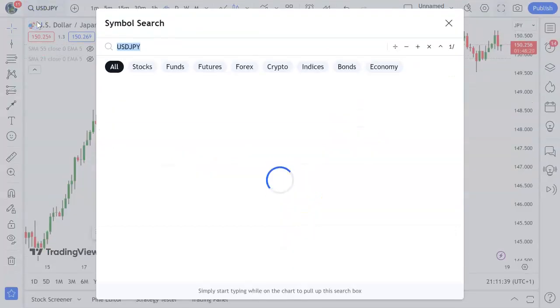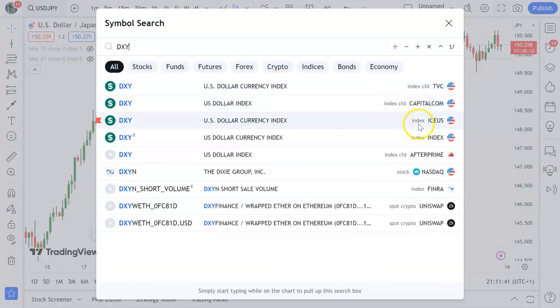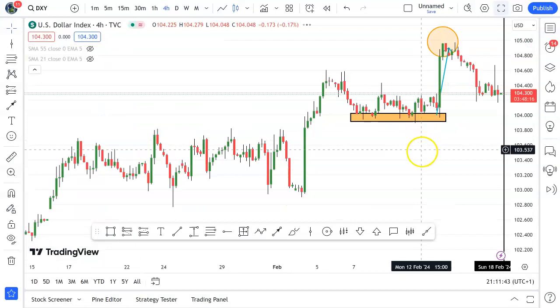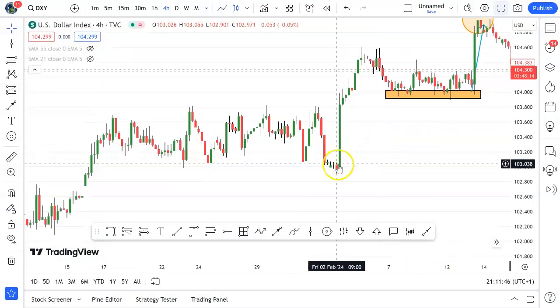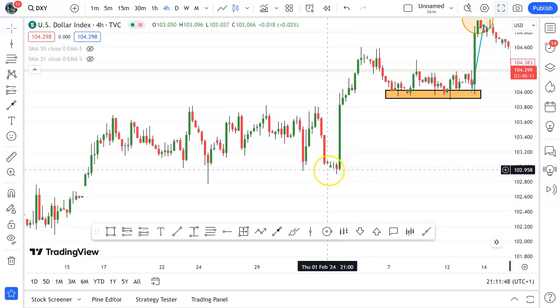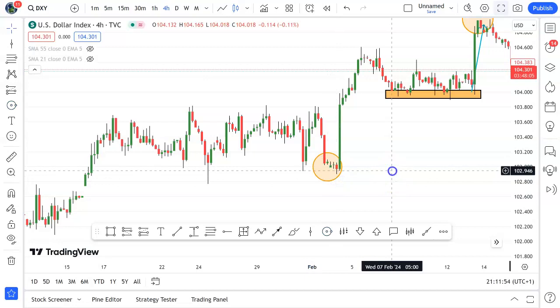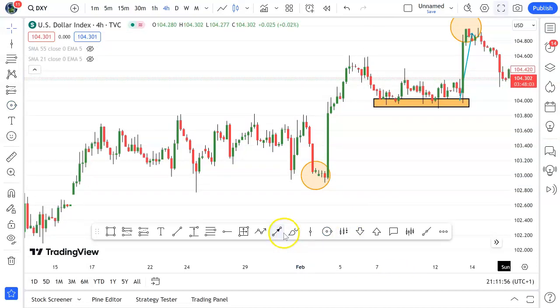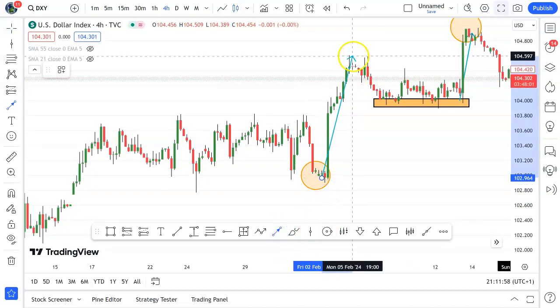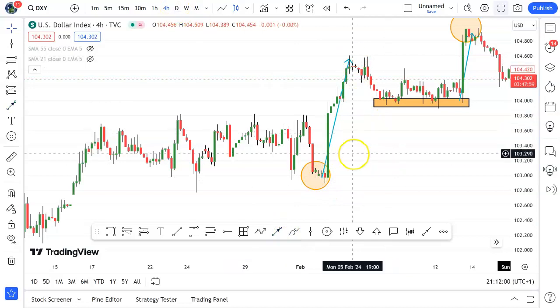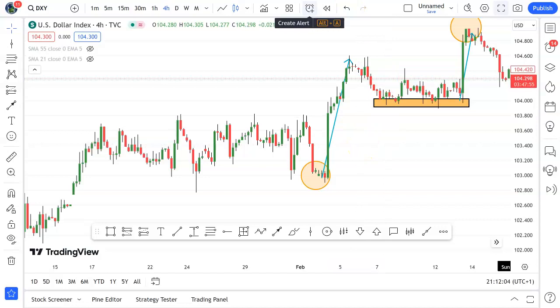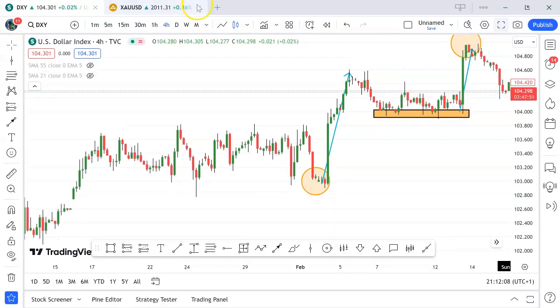Okay, so on the 1st of February, which was this, as you can see, DXY was bullish over here. So we saw that impulsive move on USD/JPY. Alright, so let's see what gold was doing on the 1st of February.